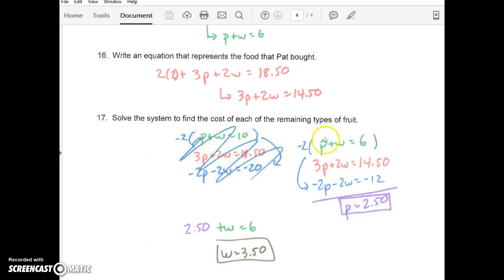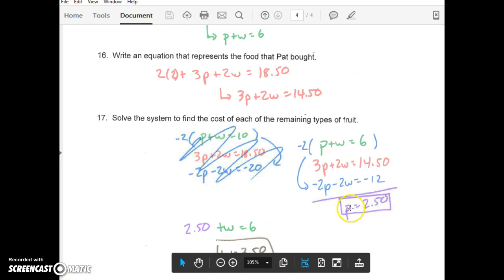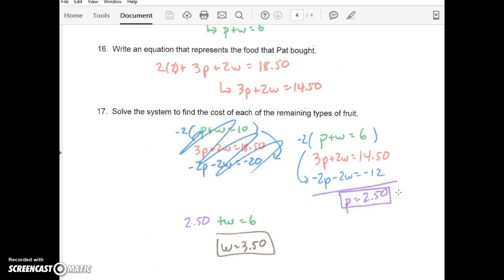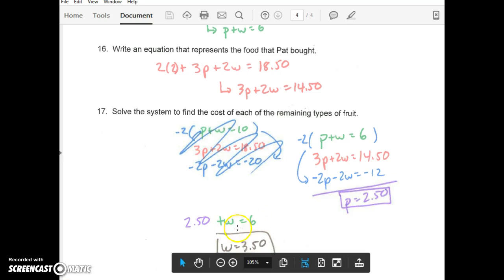So we're working the equations that we have here. P plus W equals 6, and 3P plus 2W equals $14.50. I decided to eliminate the W's, so I multiplied the top equation by -2. Negative 2P minus 2W equals -12, and add straight down to get 1P equals 2.50. Take that 2.50, plug it in here to find out what W is. So 2.50 plus W equals 6, and then that ends up giving me $3.50.